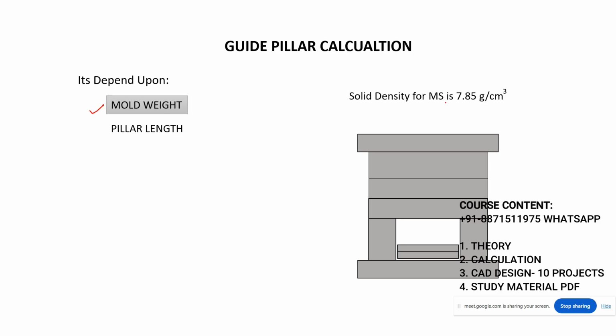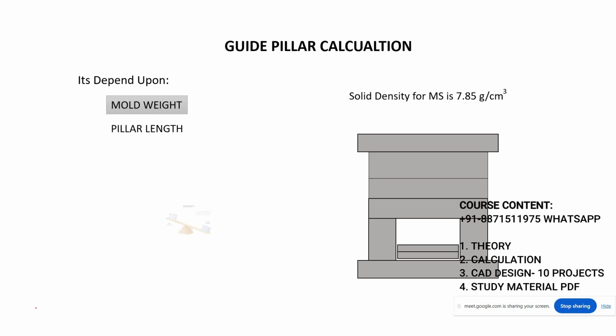So what is the solid density for the MS? 7.85. Okay, or instead of MS material, for example, if I'm using P20 material, for the P20 material there is no change, right? It is about 7.86. So there is no major change, right? Correct. For the complete mold base we can take 7.85 gram per centimeter cube, right?